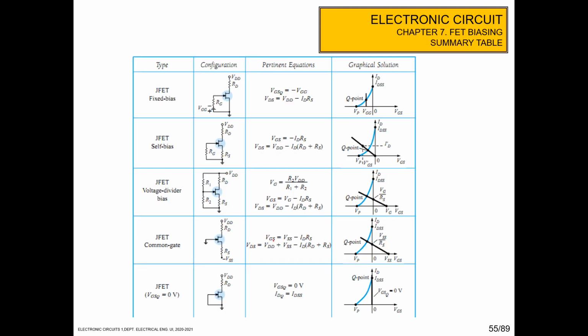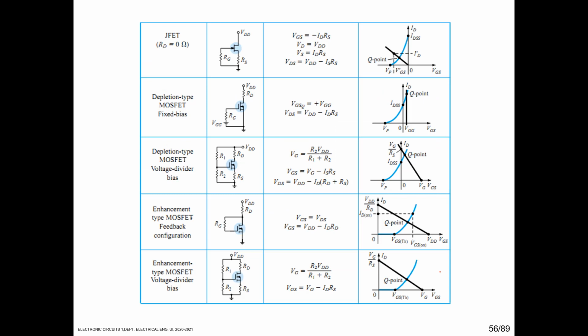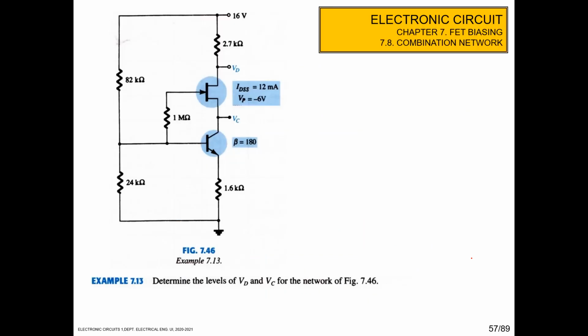So this is a summary table for JFET. Okay, fixed bias, self bias, voltage divider bias JFET, and then JFET common gate, and JFET when VGS key is equal to 0. And then when we connect the JFET RG to the ground, RD is equal to 0. This is the depletion type for fixed bias, depletion type for voltage divider, this is the enhancement type for feedback I explained just before, and then this is enhancement type for voltage divider bias.